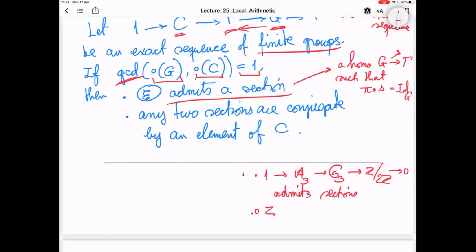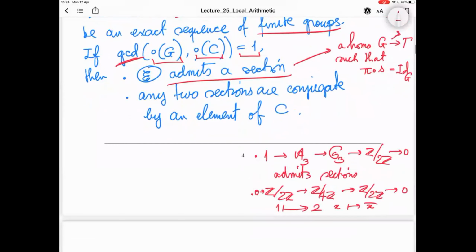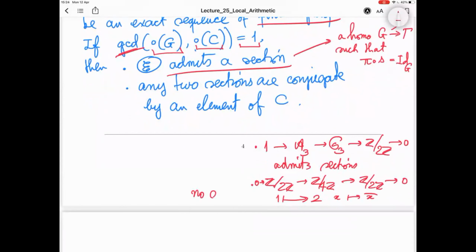Whereas if I have 0 going to Z mod 2Z, going to Z mod 4Z, here, of course, 1 will have to be sent to 2. And then Z mod 4Z, there's a natural map, which goes down to Z mod 2Z. This is surjective. Here, x goes to x bar. So this does not admit a section, right? So some short exact sequences have sections and some don't.